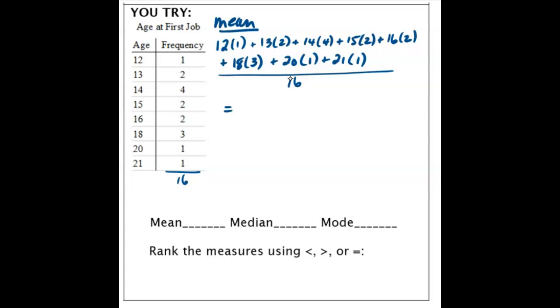Now if I put that sum in my calculator, I get 251. And then 251 divided by 16 comes out to be 15.6875. This didn't tell us how to round, so we have a choice. We could say that this is maybe 15.7 if we wanted to round it to just one decimal place, or you could write out the whole thing. It doesn't matter.